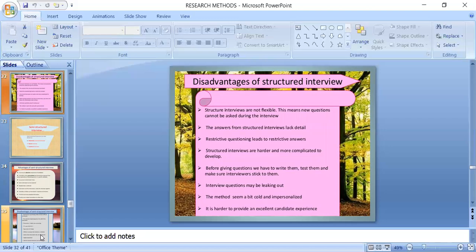Interview questions may be leaked. The method seems a bit cold and impersonal. There is no sympathy and empathy in the interview. It is harder to provide an excellent candidate experience. So this is what we call the interview method, or interview is like obtaining information and making decisions, making judgments on the basis of this obtained information.